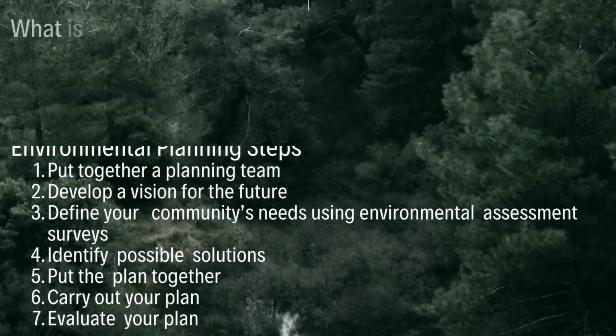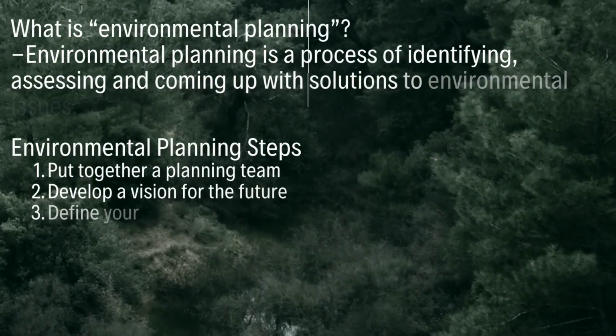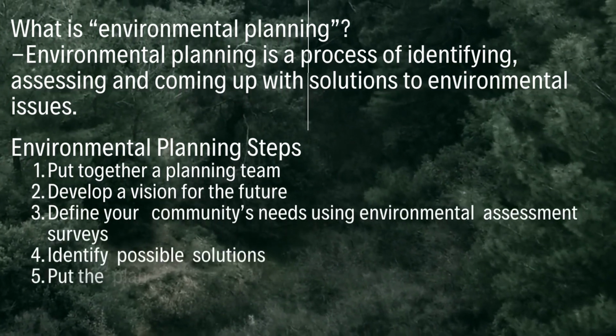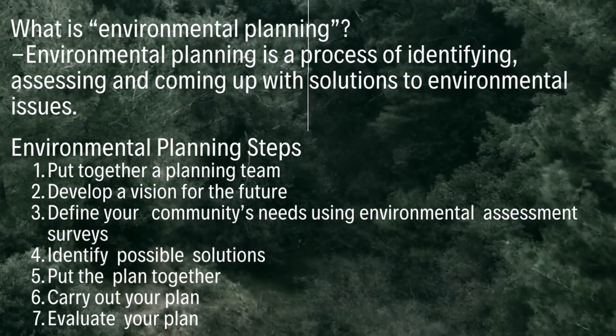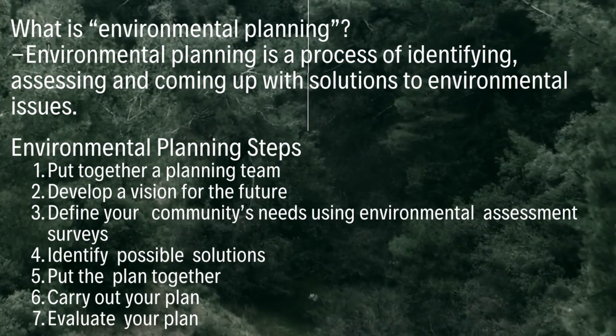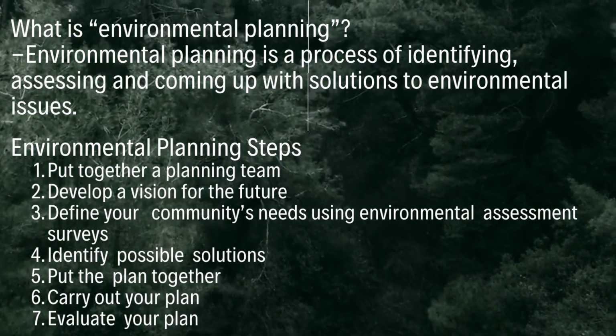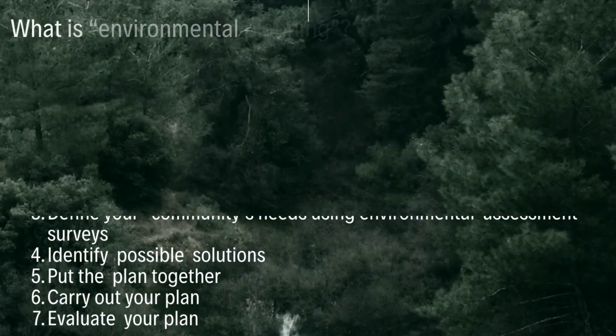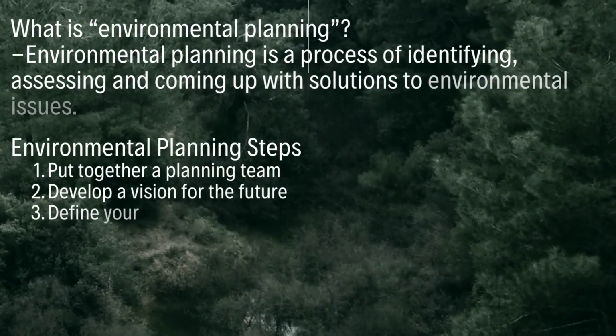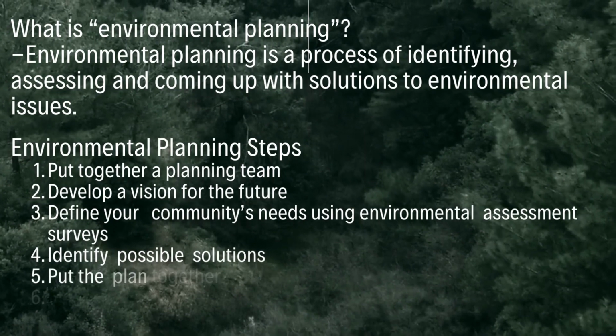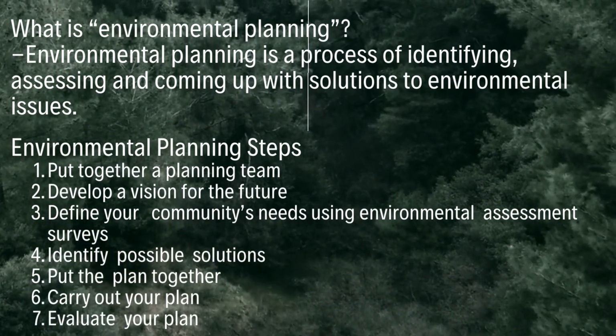The second step is to develop a vision for the future. A vision is a long-term goal or dream. A vision carries a powerful message that is based on the culture and values of the community. Before a community begins environmental planning or any other type of planning, the planning team gathers with the community members to develop a vision for the future of the community.